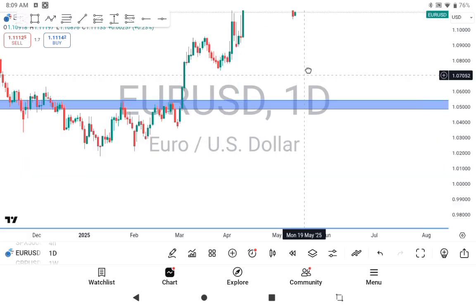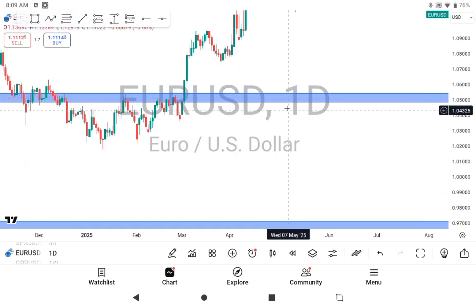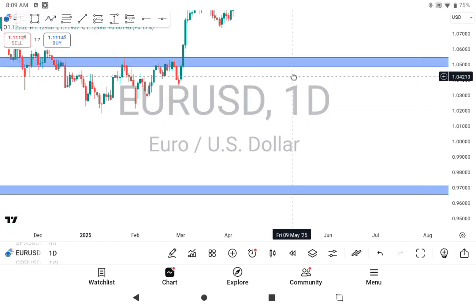But later in the future, if Euro USD gets here and is able to break and close below this support level right here, Euro USD will drop further to this level.